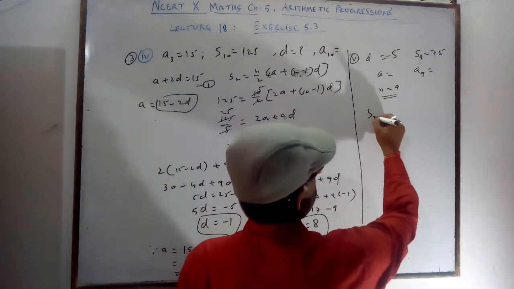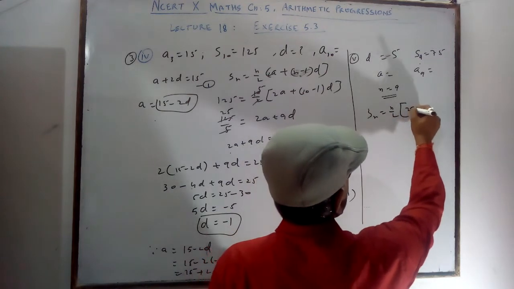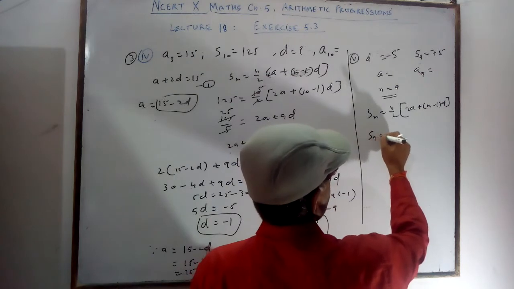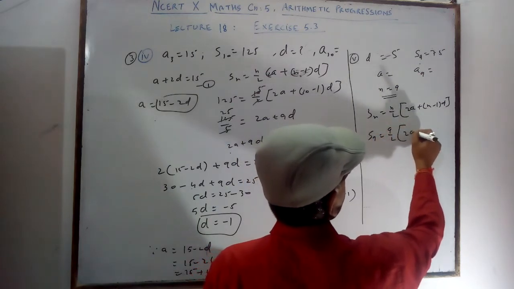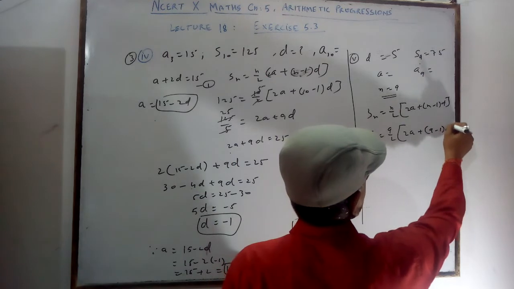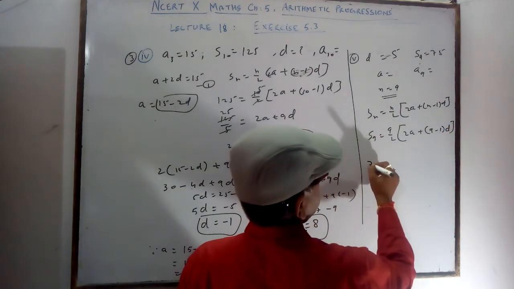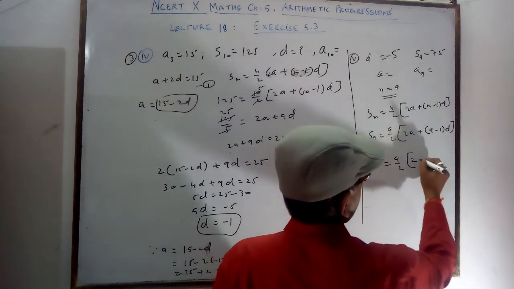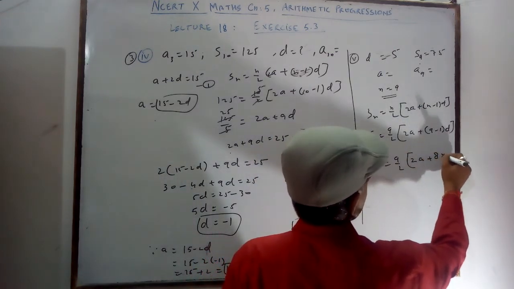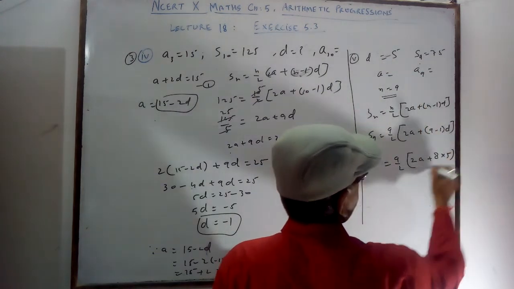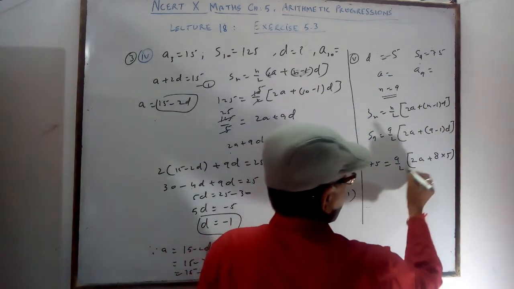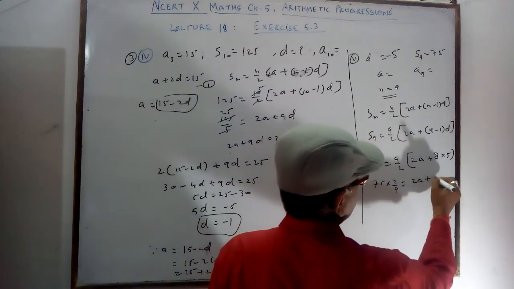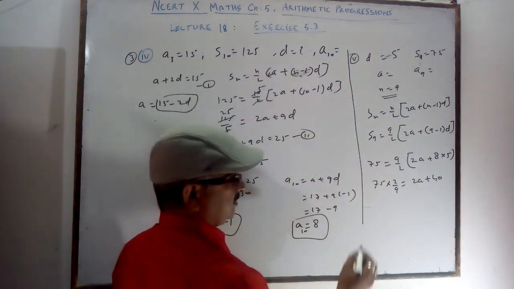So the formula: Sn is equal to n by 2 into 2a plus n minus 1 into d. So S9 is equal to 9 by 2 into 2a plus 9 minus 1 into d. What is the S9 given? 75 is equal to 9 by 2 into 2a plus 8 into, what is the d given? 5. So 75 into 2 by 9 is equal to 2a plus 40. 8 fives are 40.